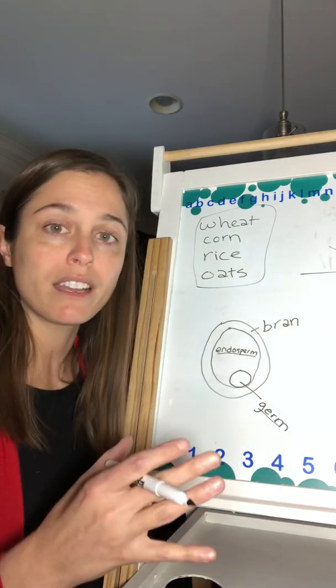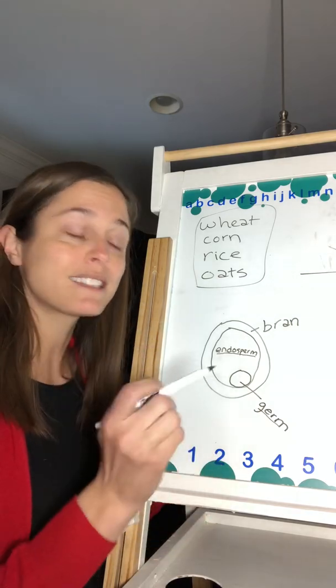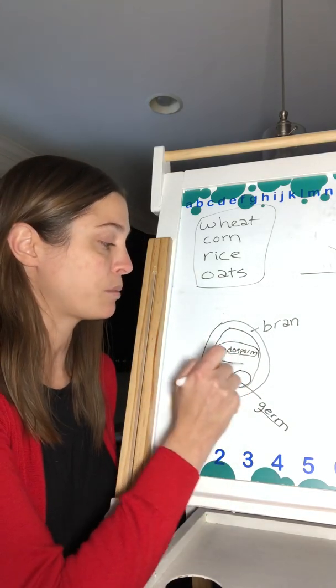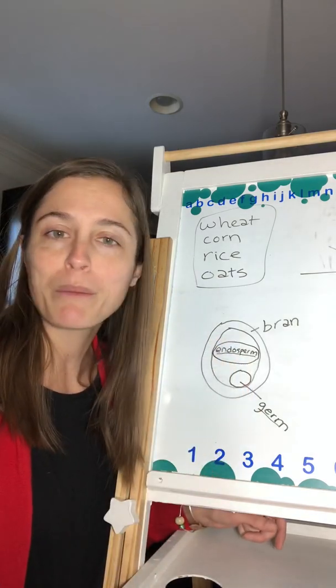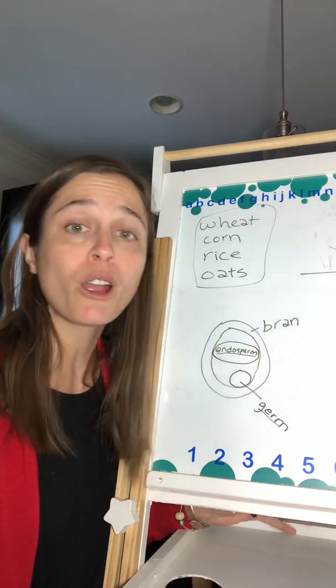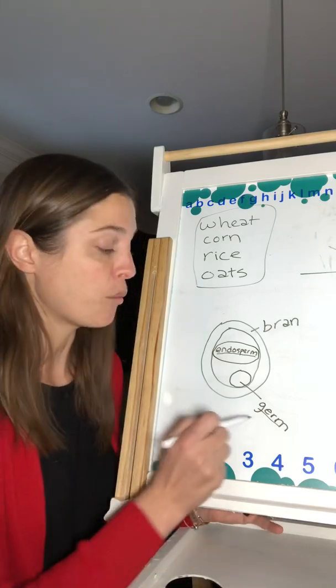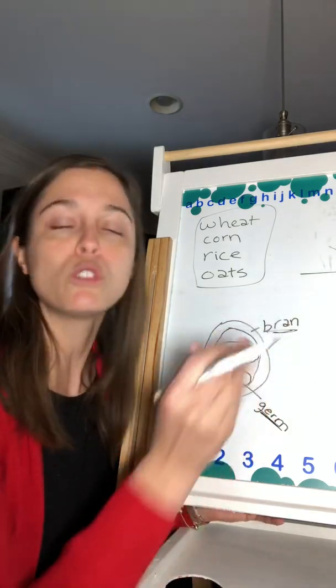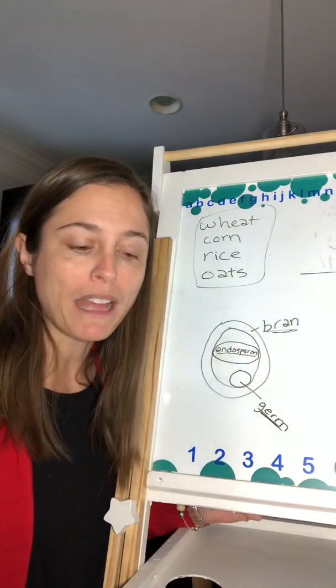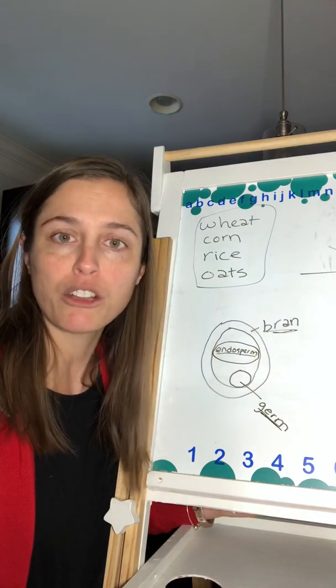Unfortunately, we've started in human culture isolating just this endosperm part. So the endosperm, if you remember, is just pure carbohydrates. No fiber, no vitamins, no minerals. I mean, it has a little bit of all those things, but not much. When you take away the germ and the bran, you lose most of that. And so why did we start doing that? Why would we take away the good part?